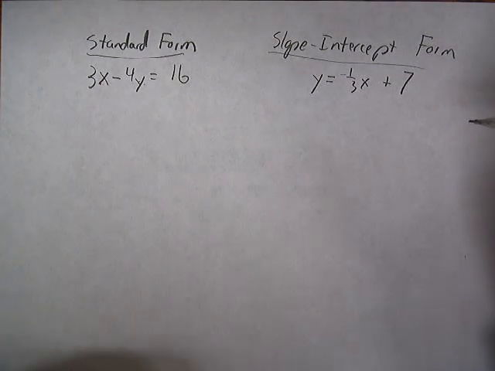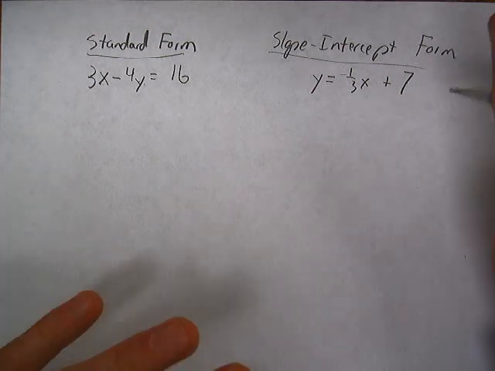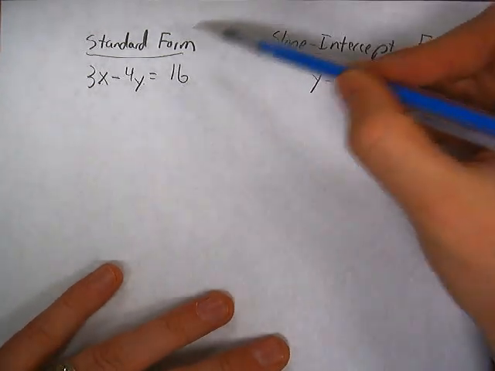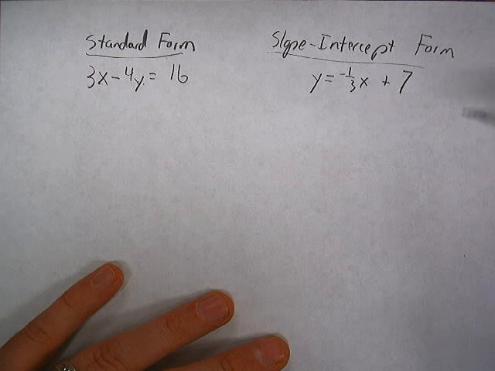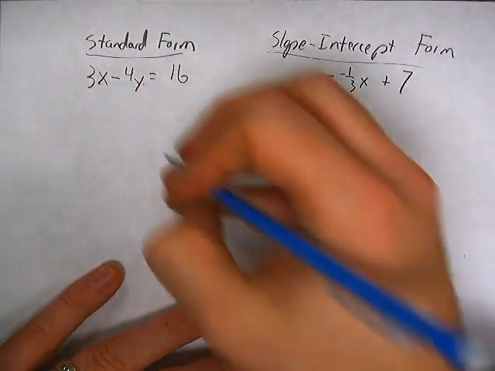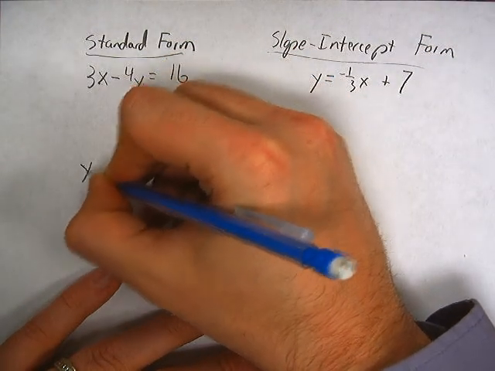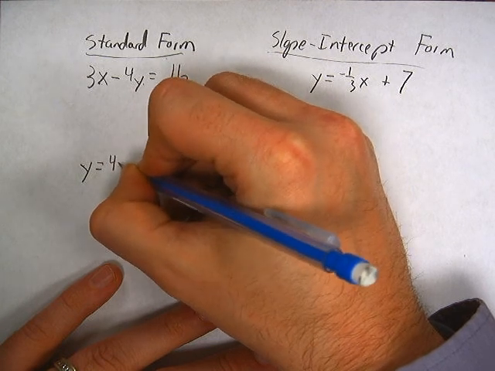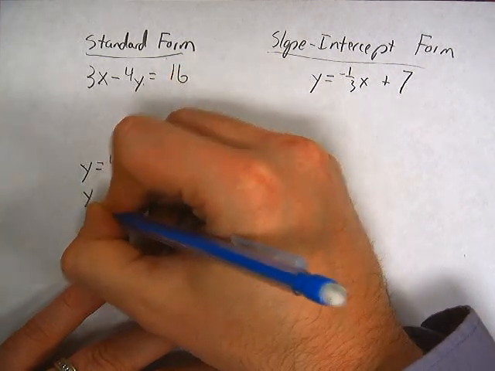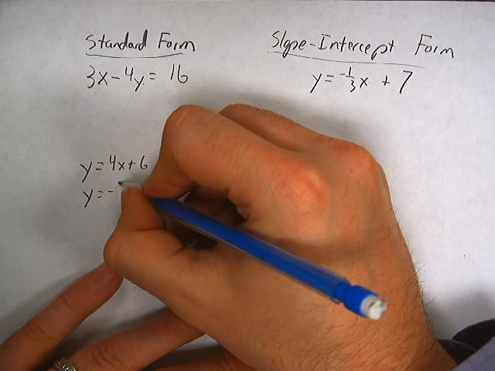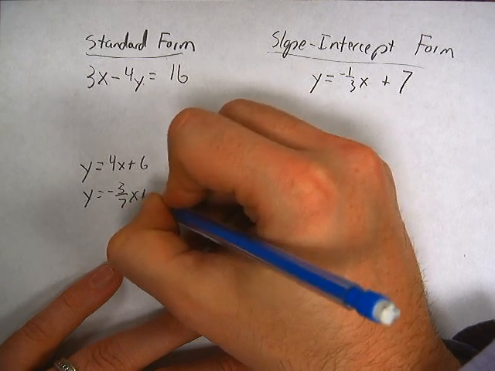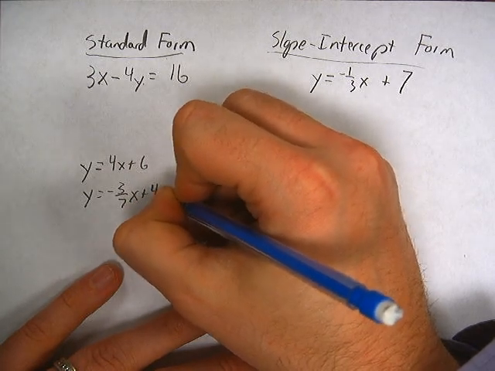Now, there's several different styles of systems that we could see, and they're all going to be based on either standard form or slope-intercept form. Now, one thing that you could see is something like this. y is equal to 4x plus 6, and y is equal to negative 3/7 x plus 4.